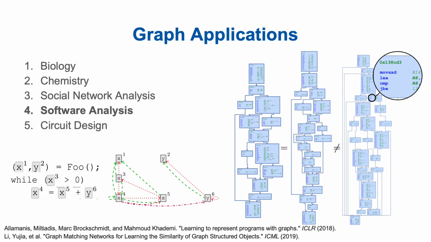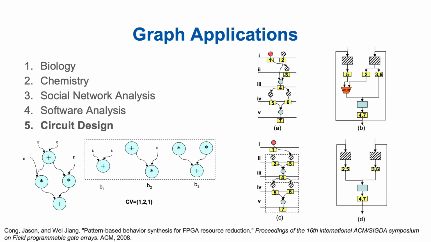Another area that we have seen more and more utility of a graph application is in software analysis, where each node representing either a function or procedure or data structure, and edges representing the relationship, either temporal relationship or functional dependencies. Last but not least, graph has also been extensively used in circuit design.